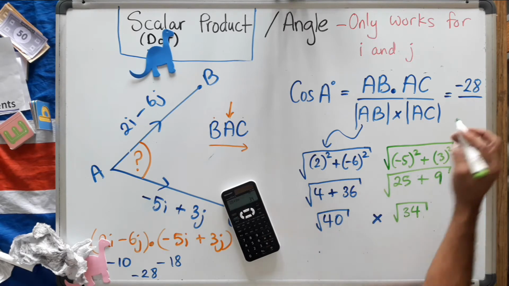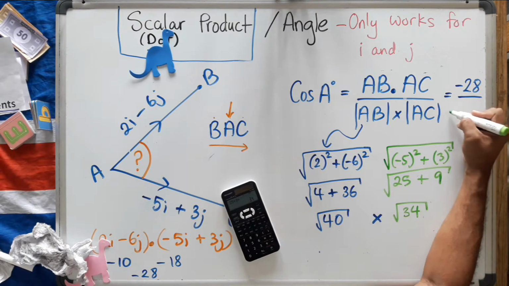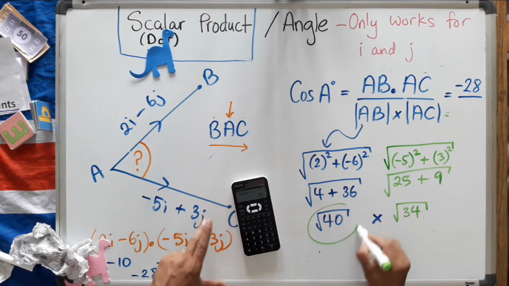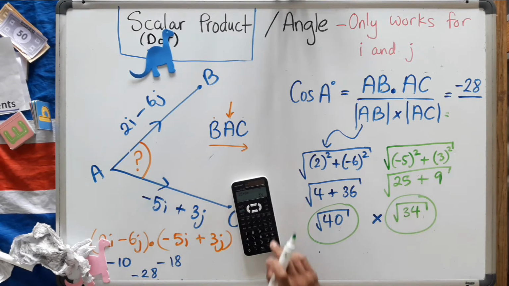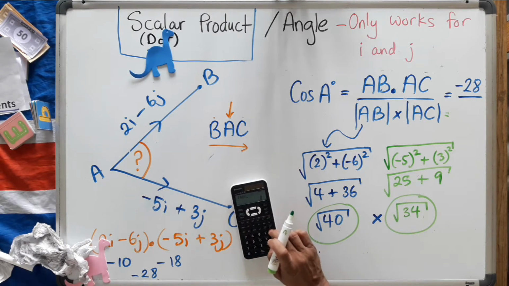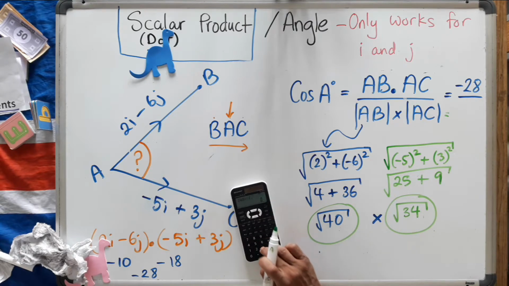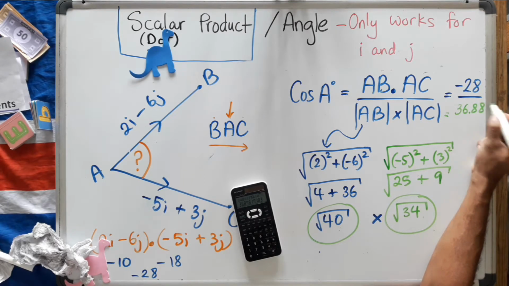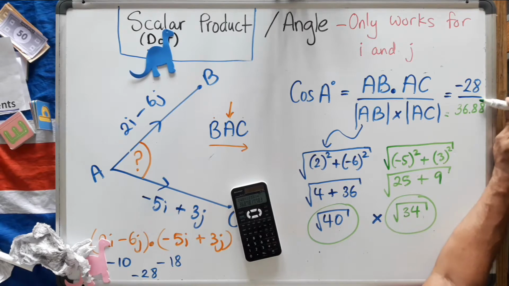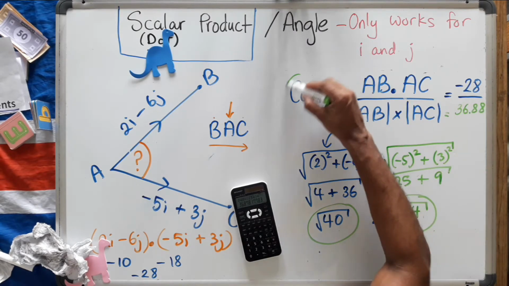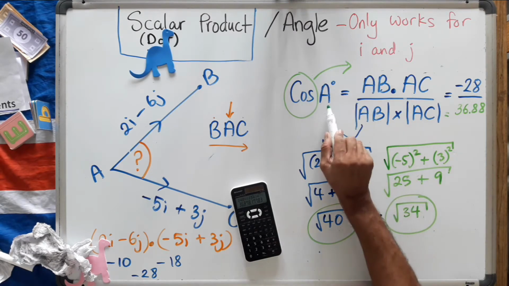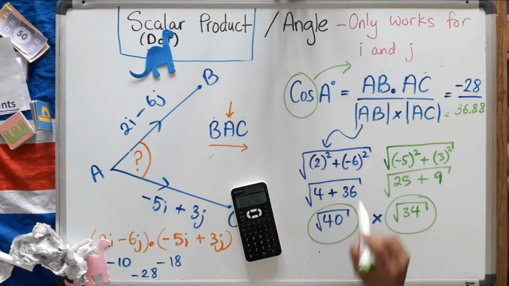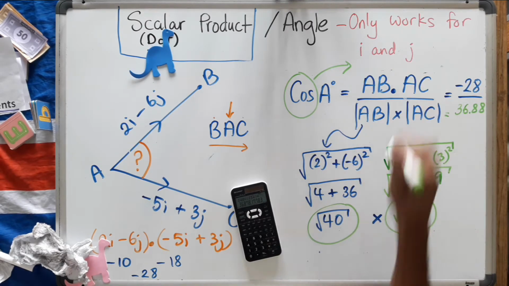So let's multiply. Well, can't fit here, but I'm going to multiply the square root of 40 by the square root of 34. And we will get 36.88. So all we have to do now is divide these two numbers and cos inverse our answer, because remember, we want to find A. So we throw across whatever decimal we get here, we have to cos inverse it.